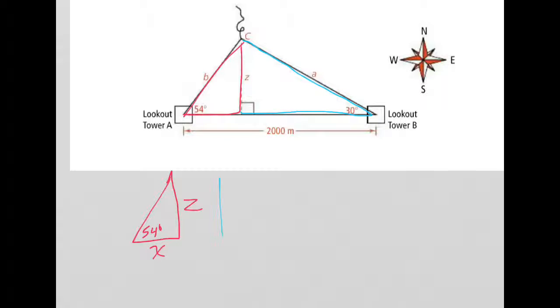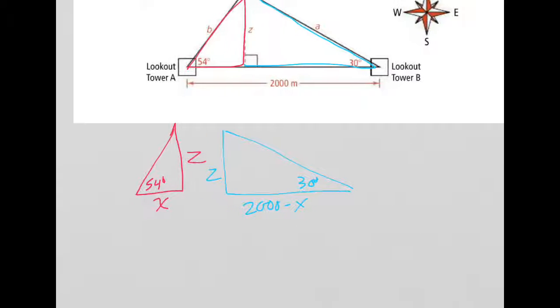And then I'm going to draw the blue triangle and label what I know. I know that's 30 degrees. I know that's that same Z. Don't know what it is yet, but I know it's the same side as that pink triangle. And what are we going to call that base? Well, we know the blue plus the pink is 2,000, which means 2,000 minus the pink is the blue. So I'm going to get 2,000 minus X for the base of that blue triangle. Now, I could do something with A, I could do something with B, but since I don't know anything here and I have two unknown variables, I'm going to set up a system of equations.